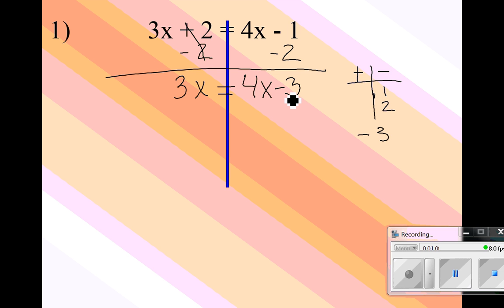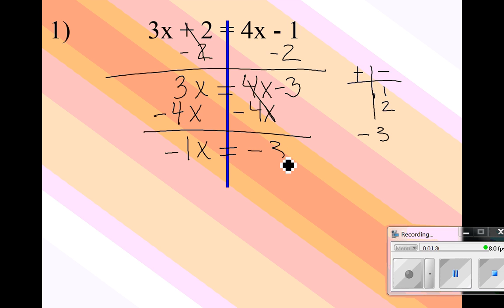look at the second side. What is one that I can move over to the other side? And that would be the x, the one with the variable. So I would subtract 4x, and cancel. 3 minus 4 is negative 1, bring down the x, equals negative 3. Divide both sides by negative 1, and x will equal positive 3.